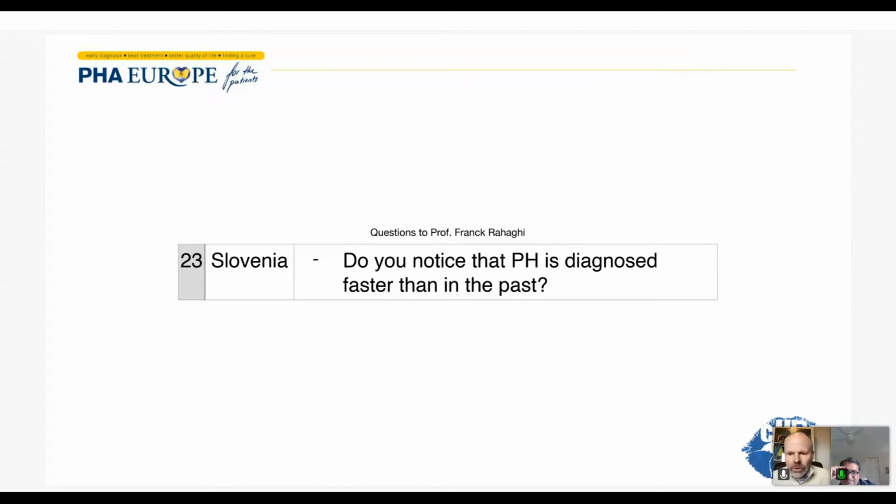Okay. Do you notice that PH is diagnosed faster than in the past? I guess yes, they mean earlier. Yes. For one thing, in the US, the echocardiographers have now assigned a location where they routinely call the existence of pulmonary hypertension. And this raises the curiosity of other doctors to work this up. Whereas before, they didn't do that, and people would sort of get lost in primary care or cardiology offices.